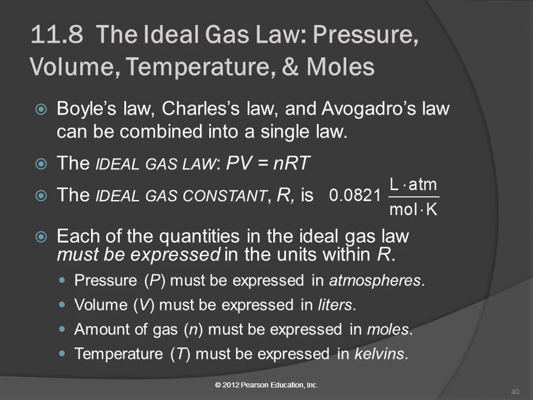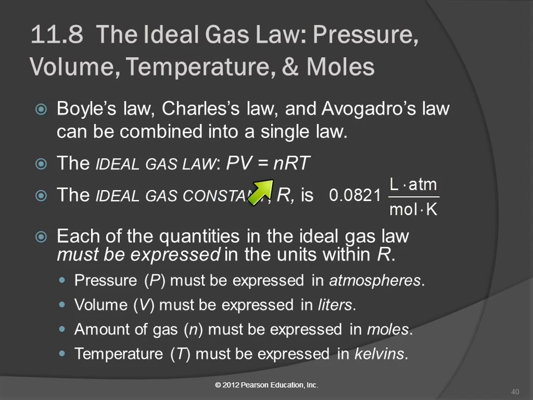Ideal gas law. We can take these laws, Boyle's law, Charles' law, and Avogadro's, and put them all together into one single law. It's called the ideal gas law. We could prove that mathematically, but I don't think most of you are interested. So here it is: PV equals nRT.